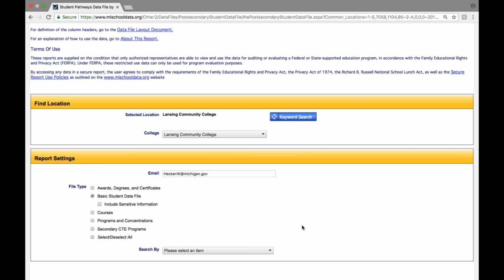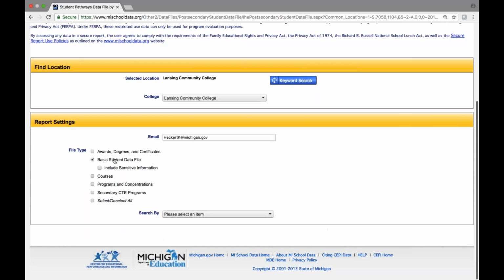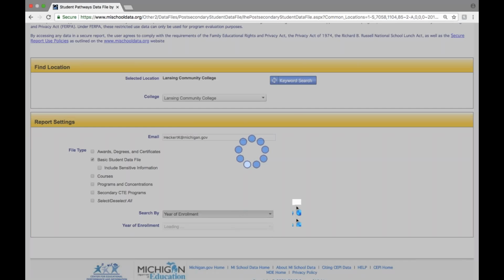Let me tell you, it is advanced, but it's the most basic of the advanced files. It's also your core file that you'd be interested in. This basic student data file covers the spectrum of K-12 all the way to awards. I'll search by a parameter. So year of enrollment, this would be the first time a student entered Lansing Community College.